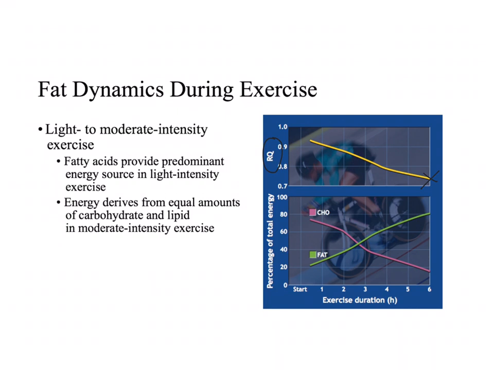Now, I drew a graph earlier with exercise intensity on the x-axis. This graph is showing exercise duration. So now you see an inverse relationship. The percentage of total energy on the y-axis is showing you that as you increase the duration of exercise at a similar or moderate intensity, you rely more on fat as a fuel source as opposed to carbohydrate.